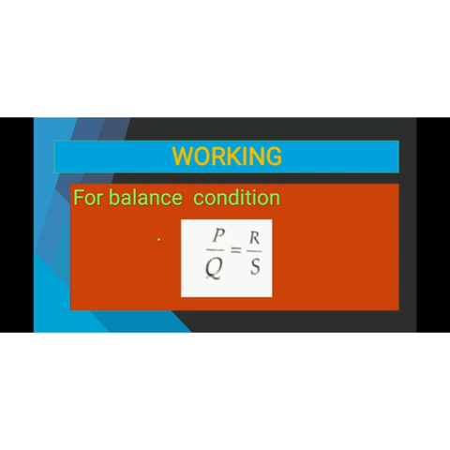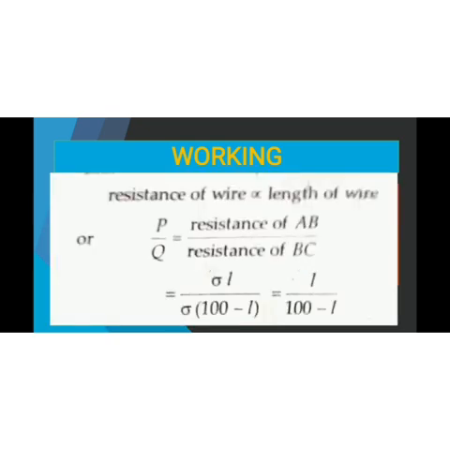P upon Q equals R upon S, where S is the unknown resistance and R is the known resistance, which we take from the resistance box. P we take from the balance condition. P will be sigma L and Q will be sigma into 100 minus L. The resistance of wire is directly proportional to length. So P upon Q equals resistance of AB upon resistance of BC. The resistance of AB is sigma L, and the resistance of BC is sigma into 100 minus L. So sigma cancels, and P upon Q equals L upon 100 minus L.